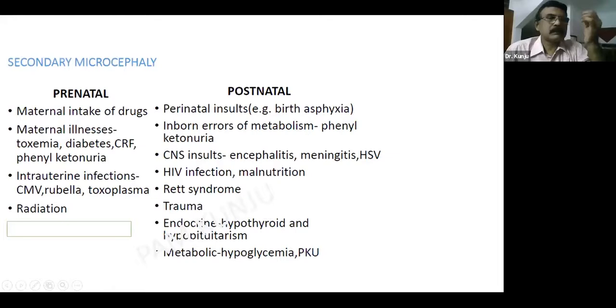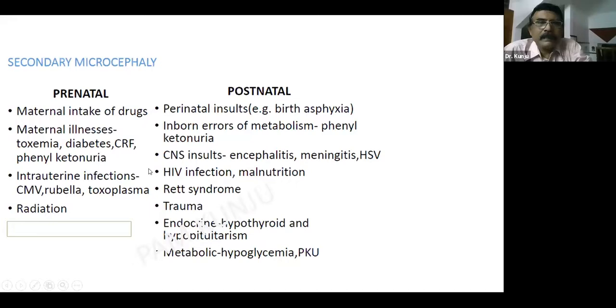Okay. So then coming to the secondary microcephaly, I told you that it can be prenatal also, where maternal drugs like fetal hydantoin syndrome, fetal alcohol syndrome, and infections I have mentioned, because maternal infections like TORCH infections, including Zika, then diabetes, then maternal phenylketonuria is another condition that can produce a microcephaly in the child. Then radiation, already we have mentioned.